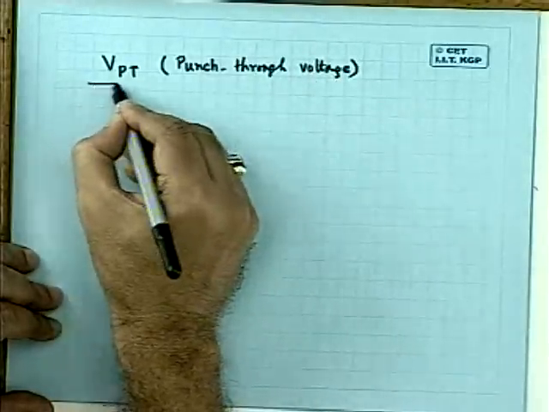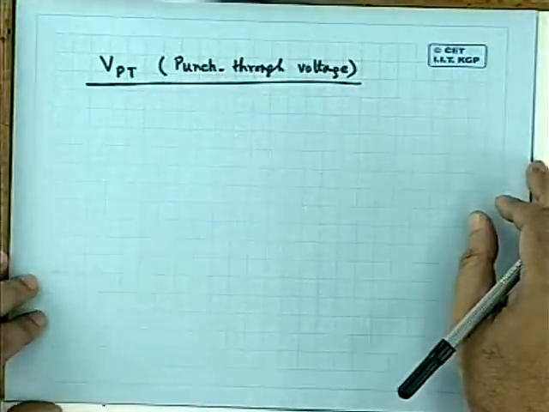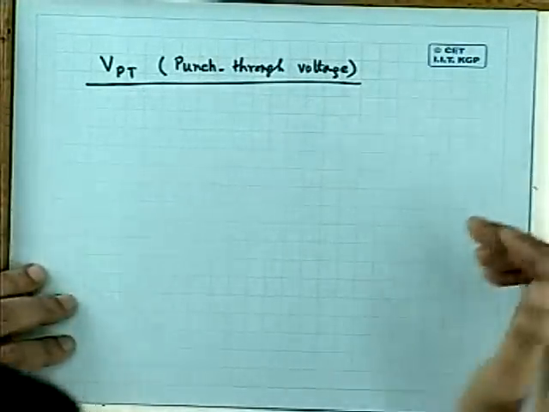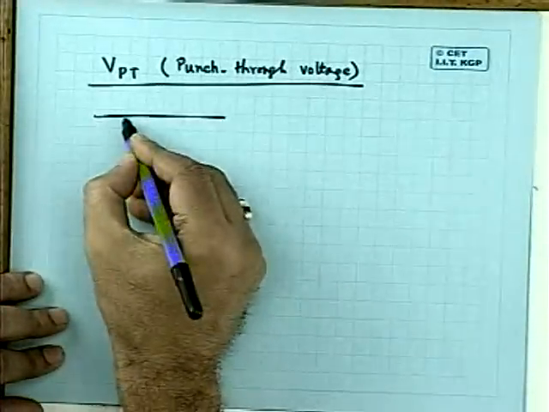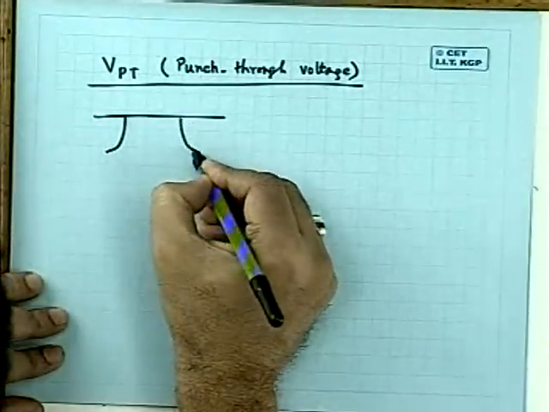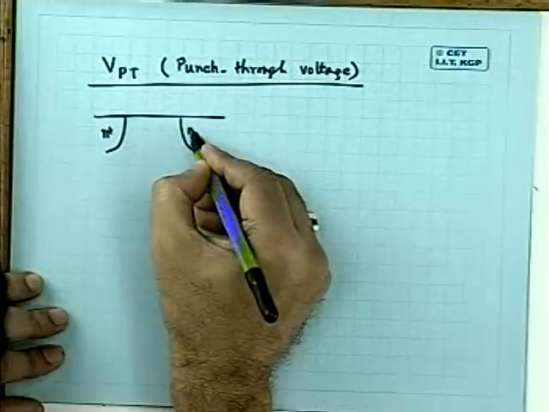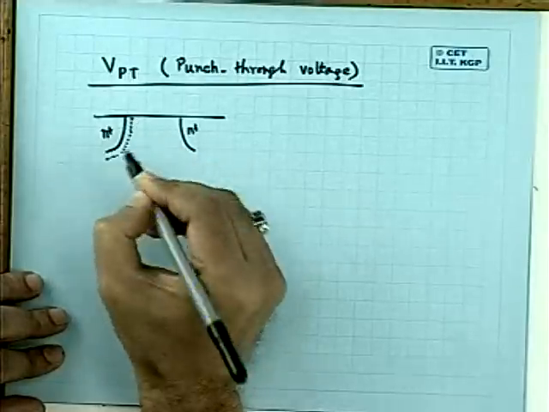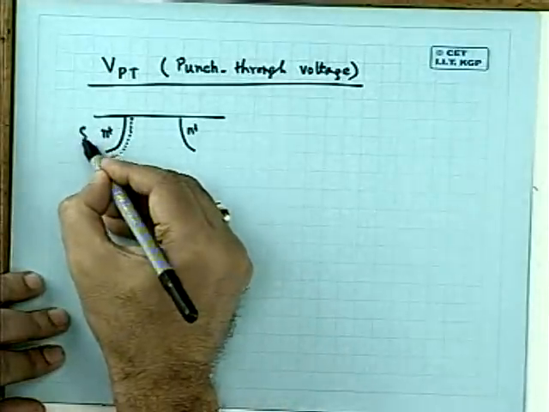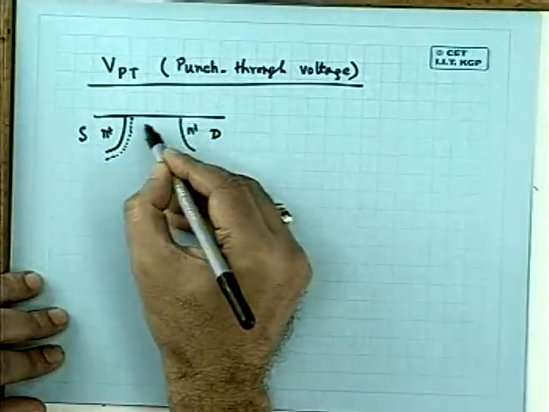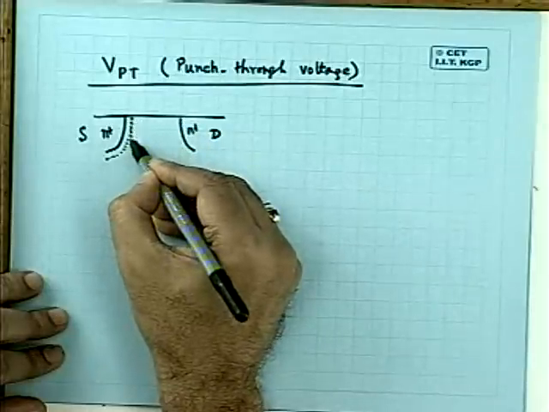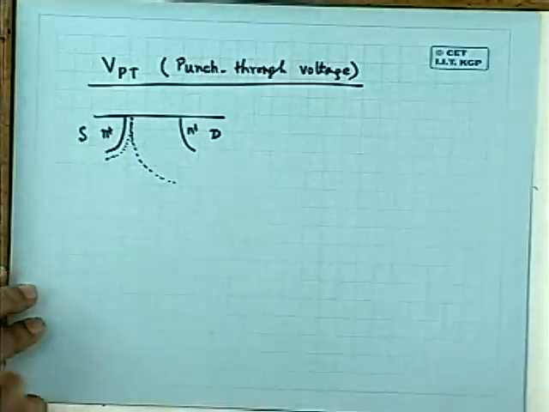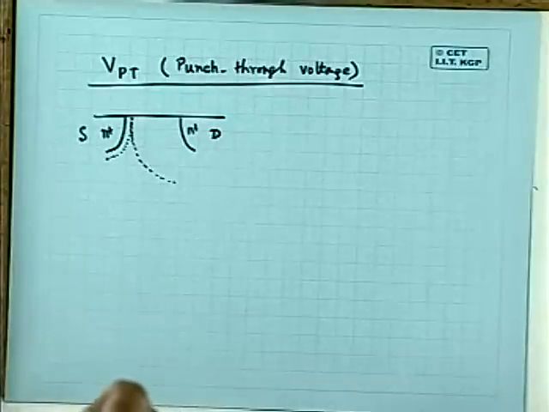We have discussed punch-through voltage only for bipolar, but never discussed VPT for MOSFETs. Here also punch-through will take place, because when the channel length is very small, punch-through naturally will take place. So if this is the boundary of the depletion layer around a source, then at a particular drain bias, the depletion layer boundary of the drain may coincide with this. That drain bias is called the punch-through voltage.